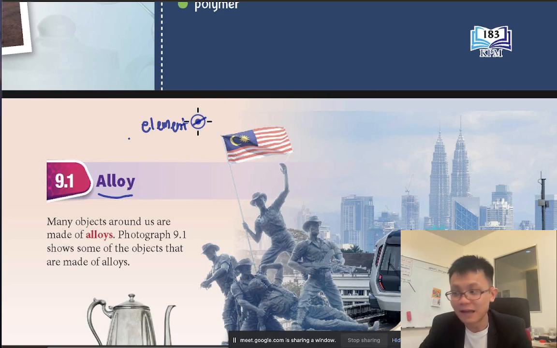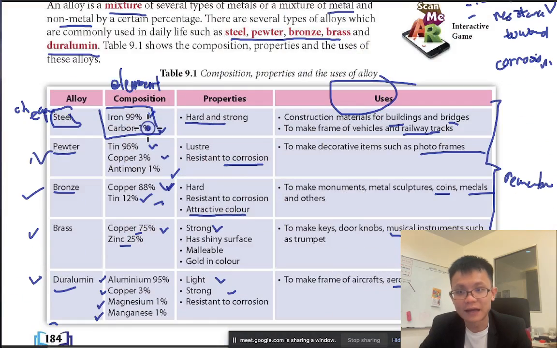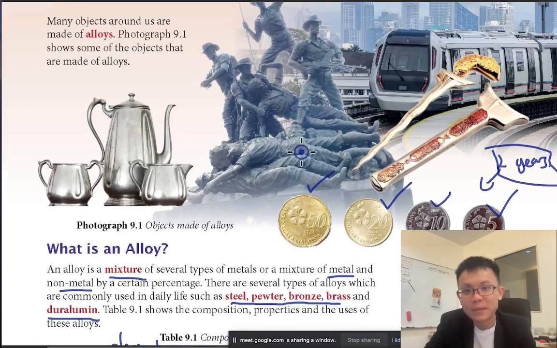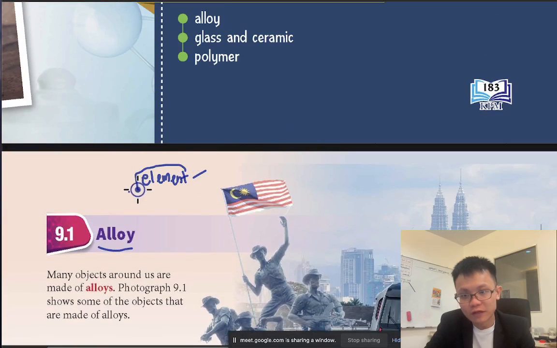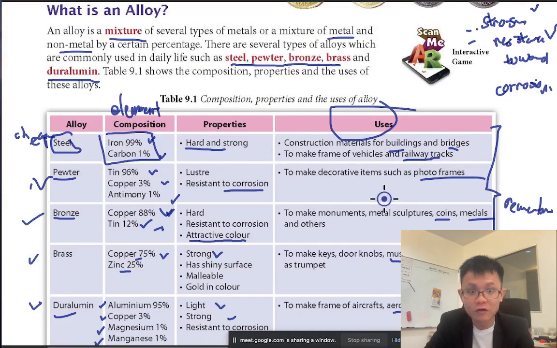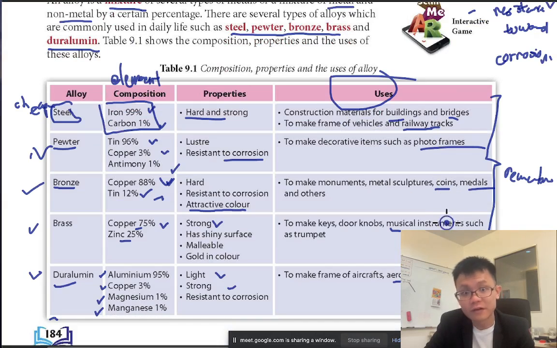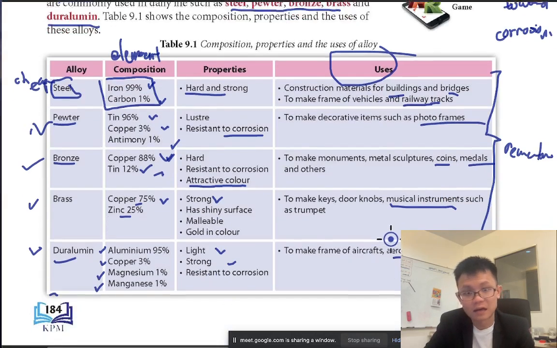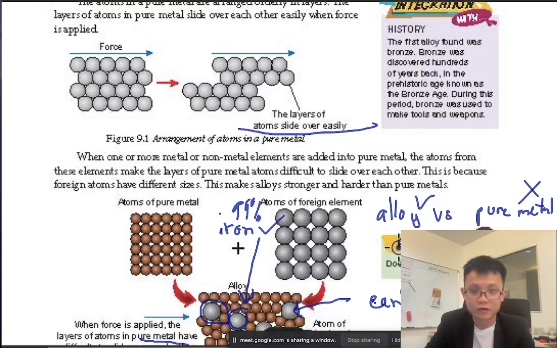And among the elements, there are a few like iron, carbon, tin, copper, antimony, magnesium, manganese. By mixing these elements, we can form alloy. Why do we need alloy? Maybe it is stronger, more beautiful, can make coins, more resistant to rust, lighter, stronger, so that it can make aeroplanes and so on.